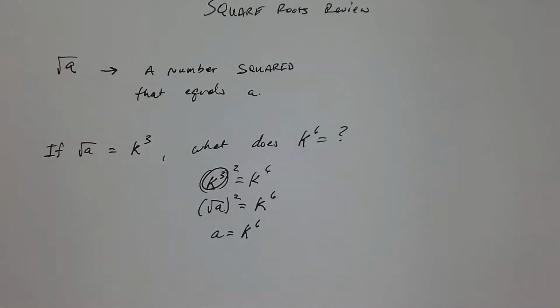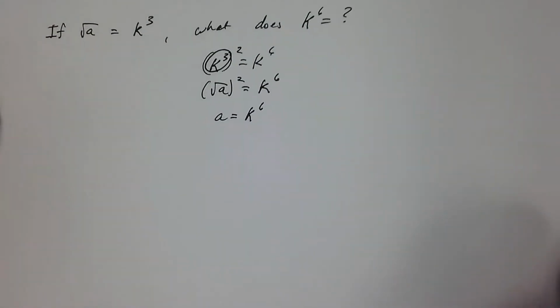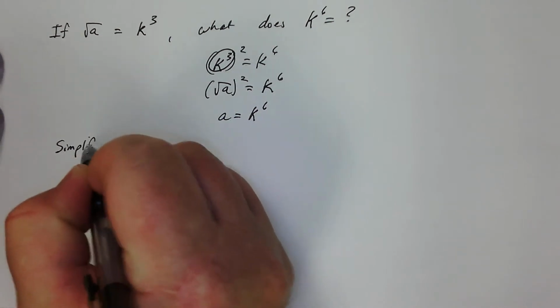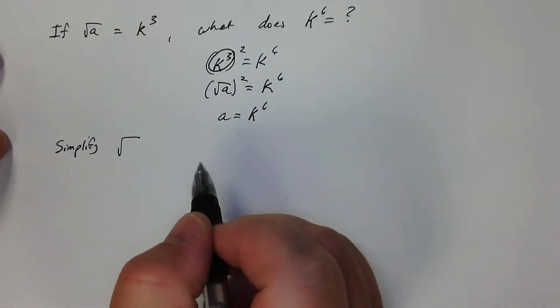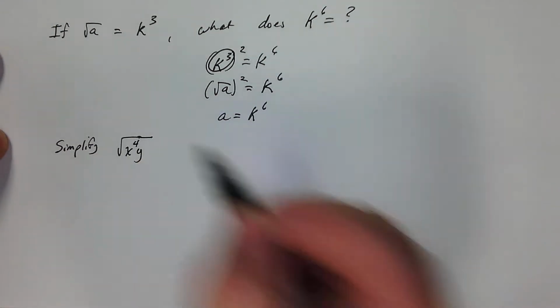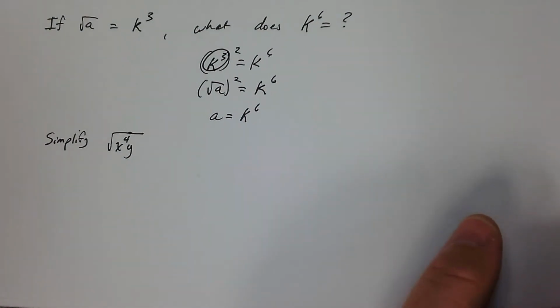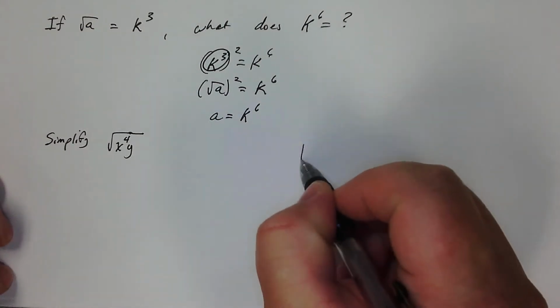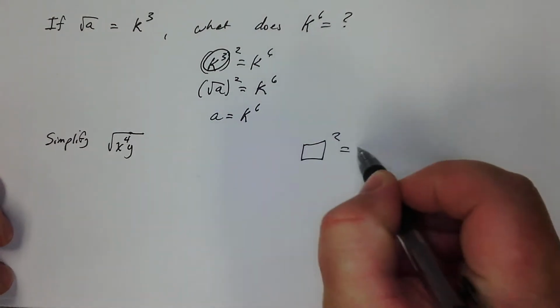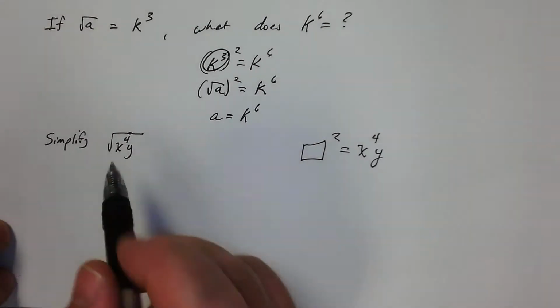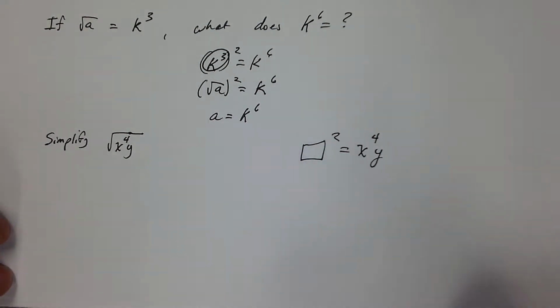All right, next up it says to simplify the square root of x to the fourth times y. So we're looking for some number squared that equals x to the fourth y. That's what square roots mean. What squared is the radicand? And the way we simplify that is we look for factors of this that are perfect squares.